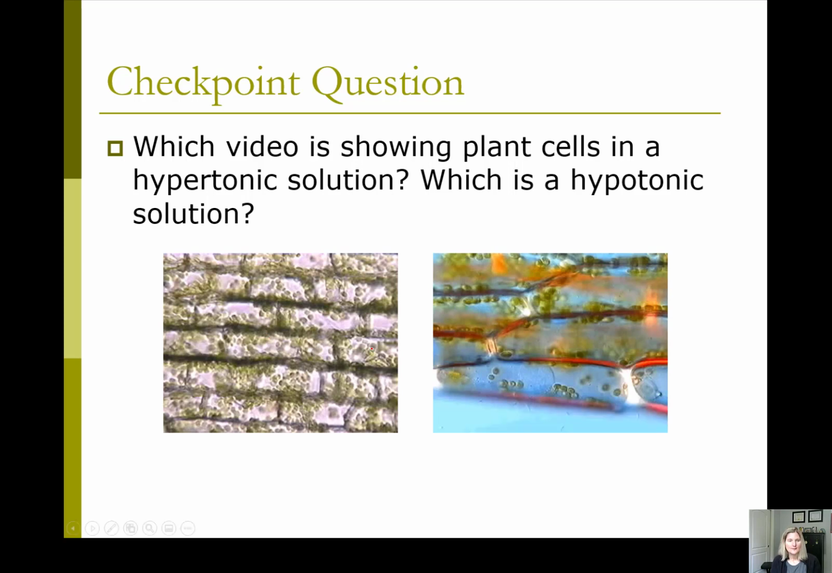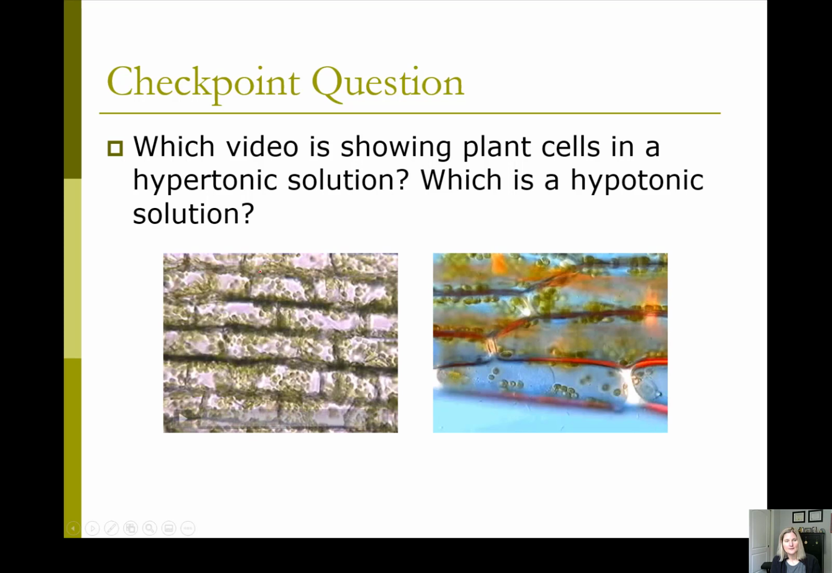With regards to plants, it's a little different because they have a cell wall. Because they have a cell wall, it does prevent them from absorbing too much water or losing too much water. But they can still be placed in a hypertonic solution and a hypotonic solution and see some changes take place. So let's take a look at these little videos.